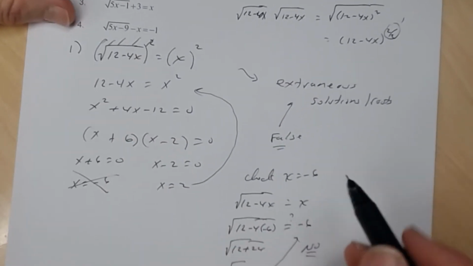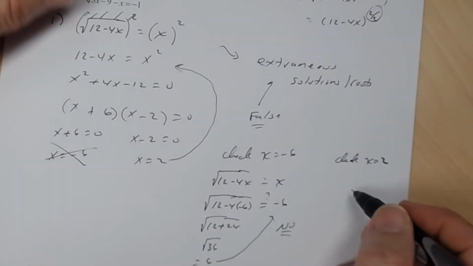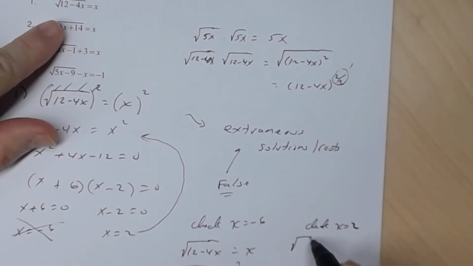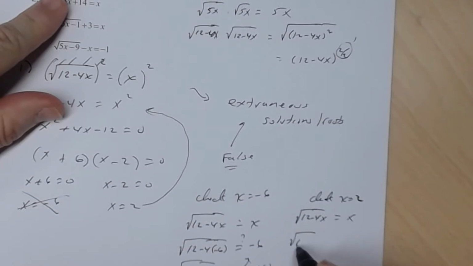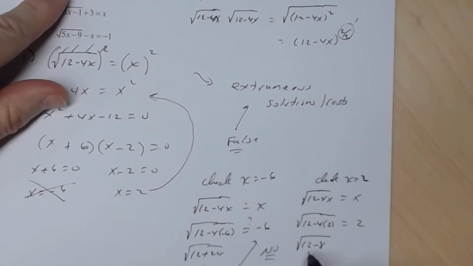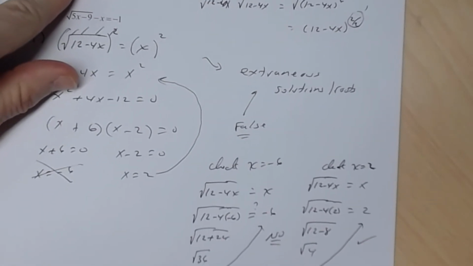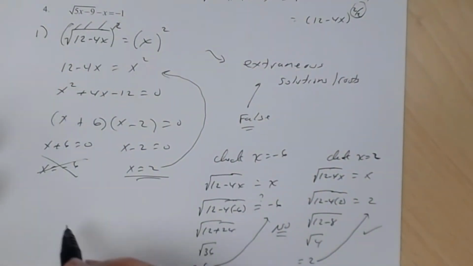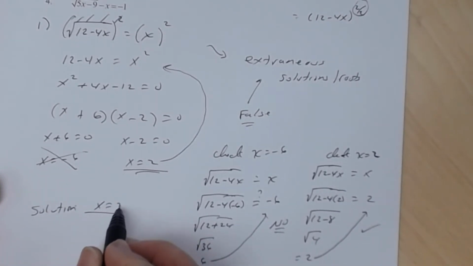All right, now let's check x equal 2. You can do the same thing. X equal 2, so you go back to the original. Here's the original: x equals the square root of 12 minus 4x. Wherever you see the variable x, you can substitute 2. So I get the square root of 12 minus 4 times 2 equal 2. And so I get the square root of 12 minus 8. This becomes the square root of 4, which is 2, and 2 does equal 2. So 2 is a solution. So the only thing you would write in the blank would be x equal 2.